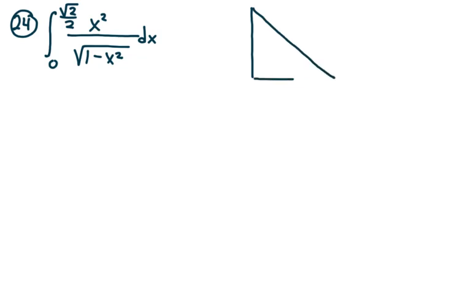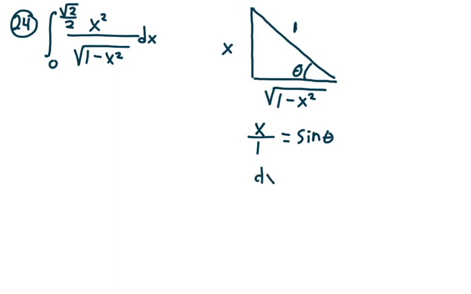So I'm going to draw a picture here, okay? Now, the hypotenuse, here's theta, by the way. The hypotenuse is 1. The side opposite angle theta is x. And then over here, we have the square root of 1 minus x squared. So I always default to the triangle. Now, if I take the opposite over the hypotenuse, I get sine of theta. Okay? So dx is cosine theta d theta.